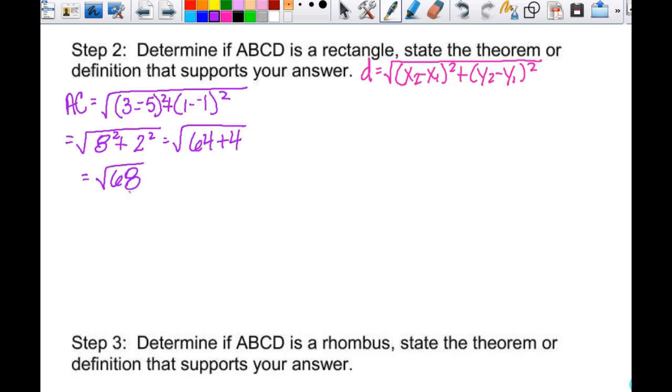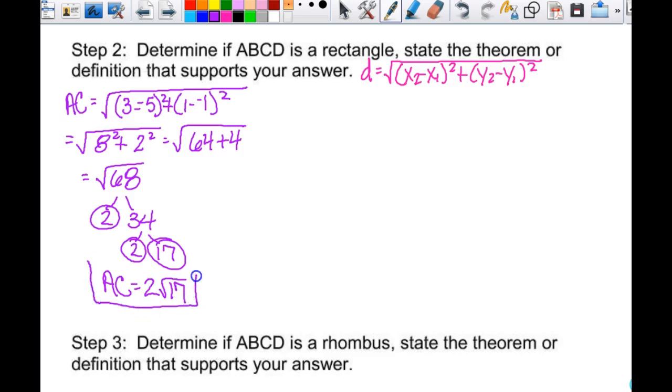So is 68 a perfect square? No, it is not. So I have to simplify. This could be 2 and 34. And then what? 2 and 17. What do you know about 17? It's prime. So the length of AC is 2 square root of 17. Remember how hard that used to be for some of you? It's not that hard anymore, right? All right, by itself means nothing.